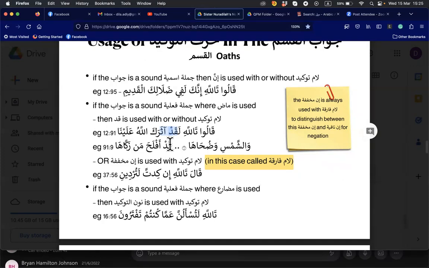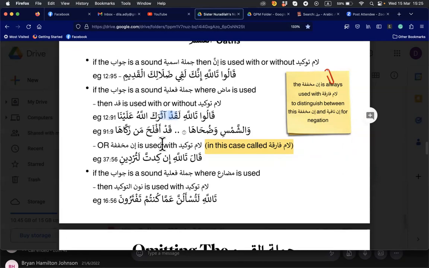Okay. Or, if not with qad, then it will come with in mukhaffafa. This is, I think, the one that you were thinking of just now, the light one. This is light in, basically. Remember, we have in that is jazima. That means if, right? We also have what kind of in? One more that we have.